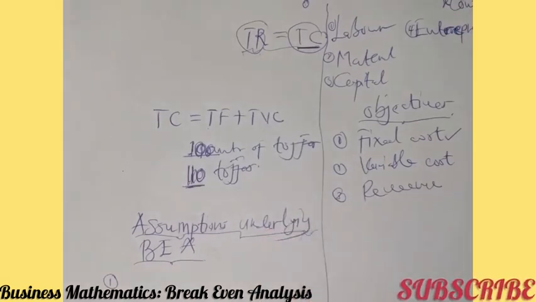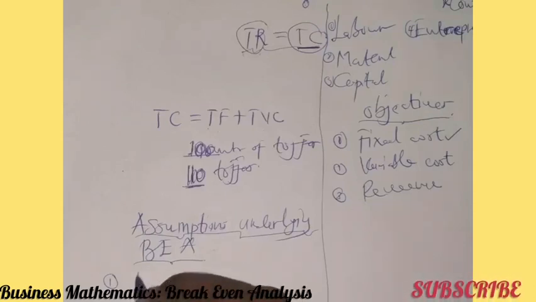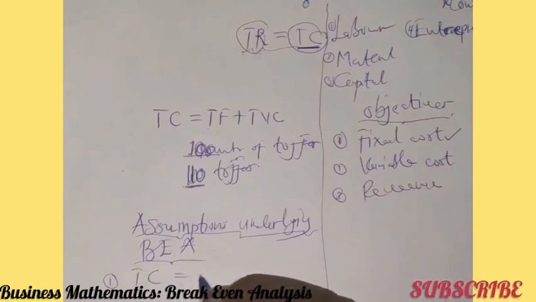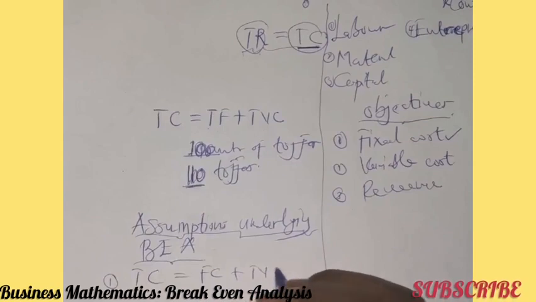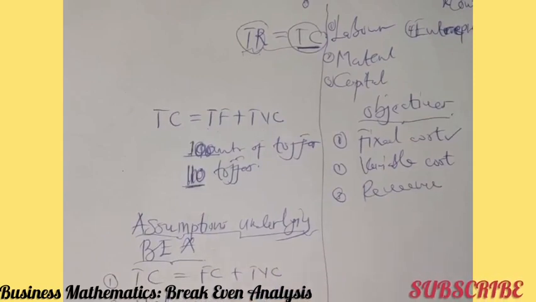Under break-even analysis, you can separate your cost into fixed and variable cost components. That's one assumption. Then also, your variable cost per unit remains constant, whilst your total variable cost varies in direct proportion to your volume of output. So we are saying that first, your total cost can be separated into total fixed cost plus total variable cost.